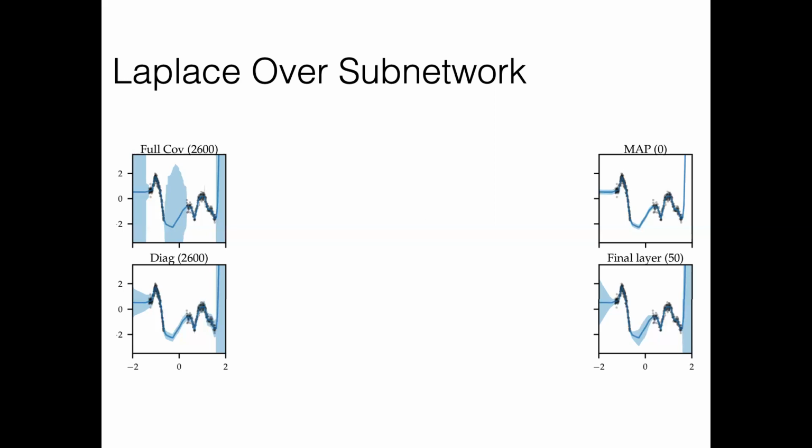Here's the MAP estimate just for reference. And if you do a Laplace approximation just in the final layer, so this is equivalent to the neural linear model, you get something a bit better than the diagonal approximation because you get some uncertainty there and a bit wider uncertainty in the middle, but still quite far from the full covariance.